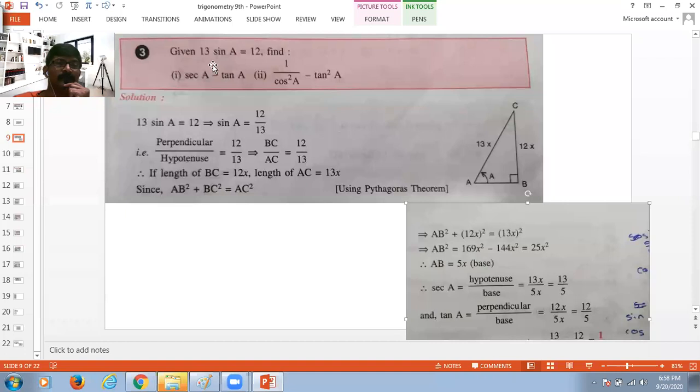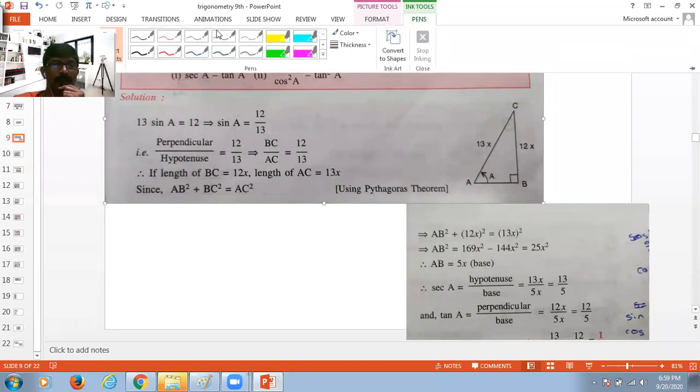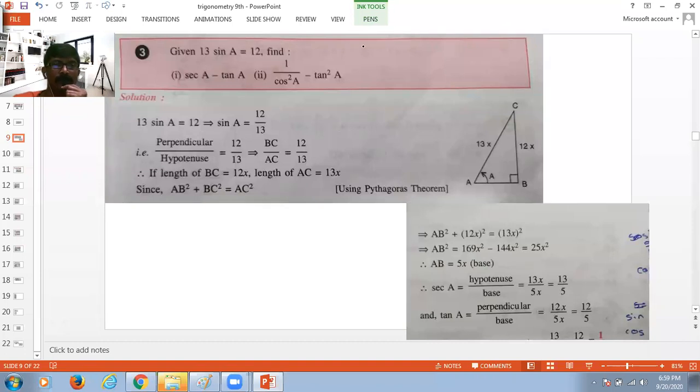Now students, understand what the given thing is over here. 13 sin A is equal to 12. This is the given data. So from this, what do we have to construct? A right angle triangle. See, look at this. What we can write over here is something like this: 13 sin A is equal to 12. That means sin A, suppose we want only sin A, so what will happen to sin A's value? This 13 will move down here. So it will become 12 upon 13. So we got this ratio, sin A as 12 upon 13.